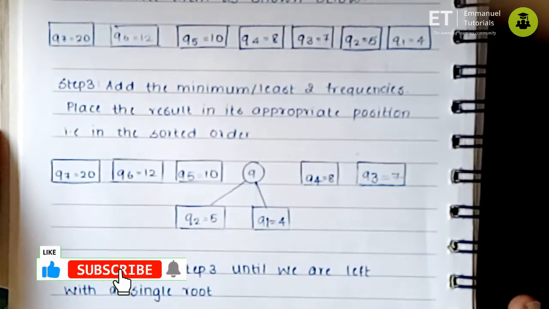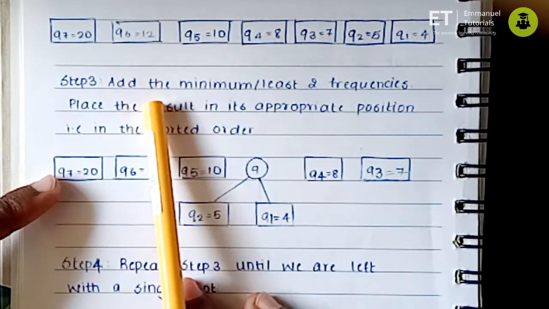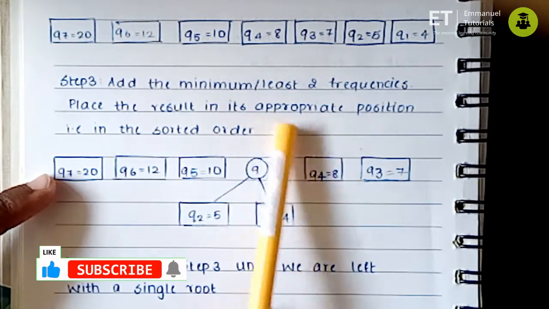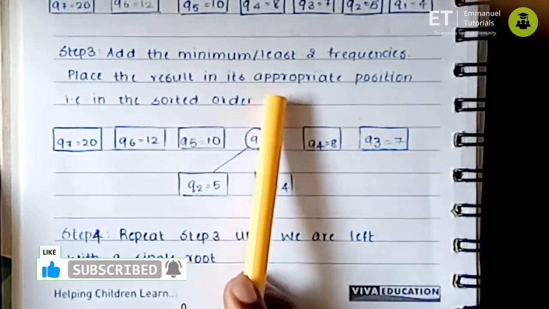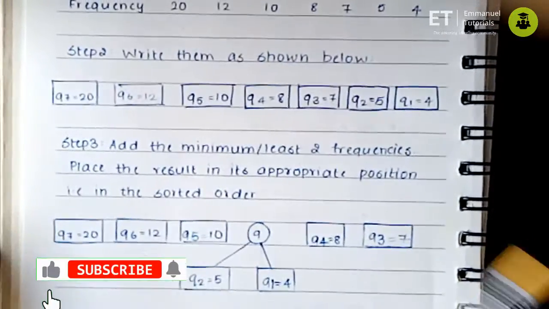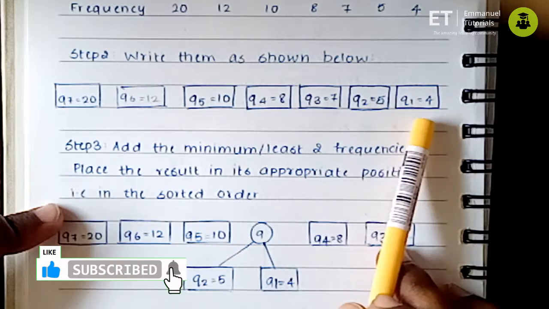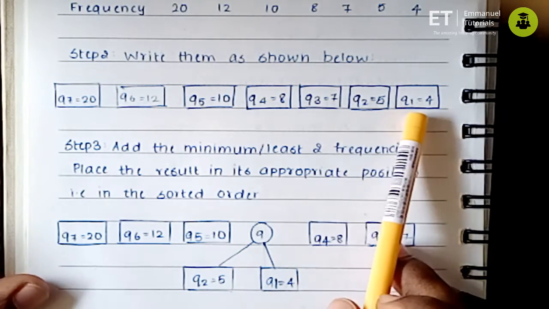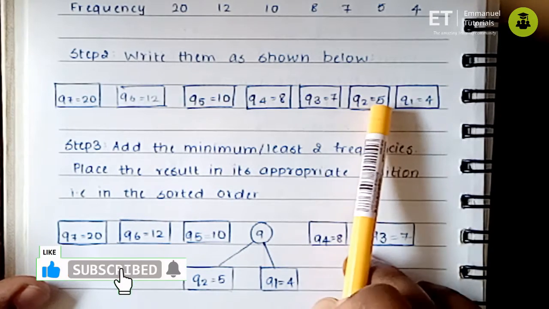After that, we have to start combining the nodes. So just see step 3. We have to add the minimum or the least two frequencies, and then we have to place the result in the appropriate position. We'll see what that means. After writing them in this way, we can see that the last two nodes will always have the least values. So we have to add both of them. So 4 plus 5 is 9.